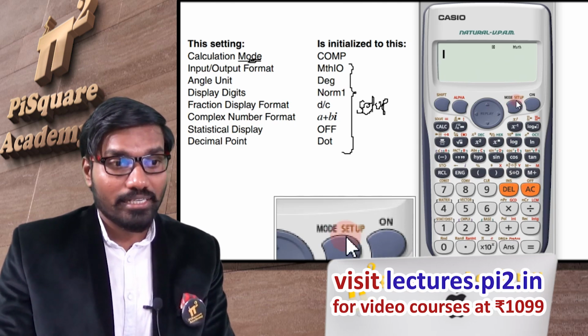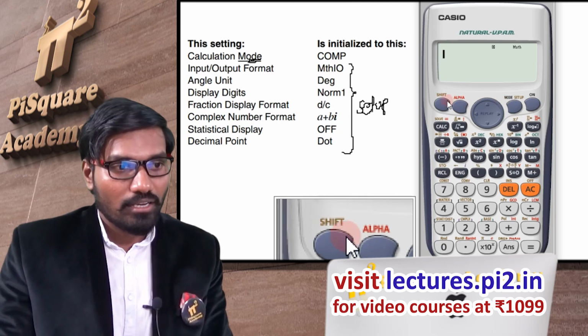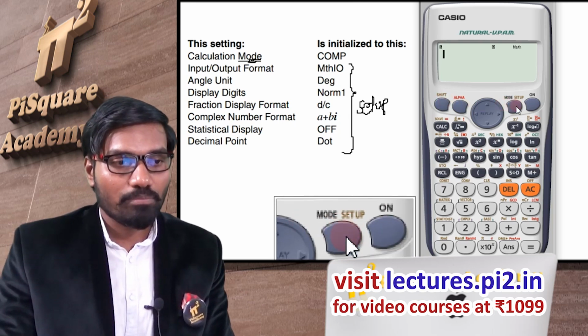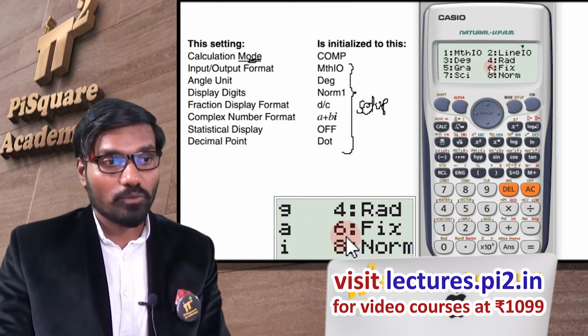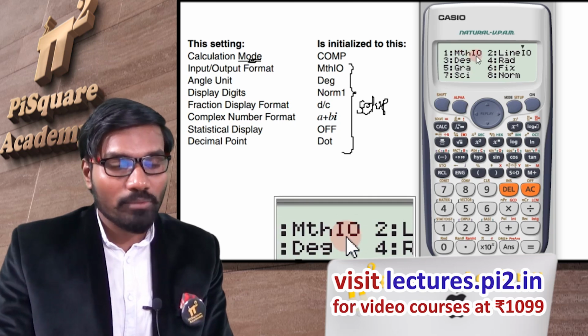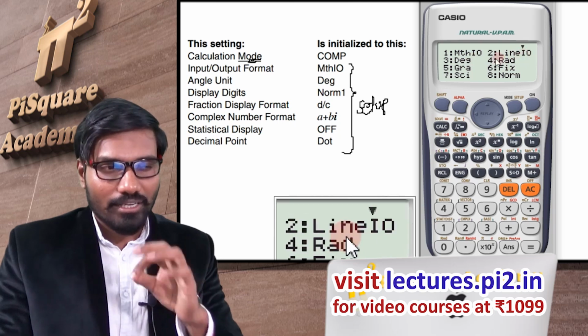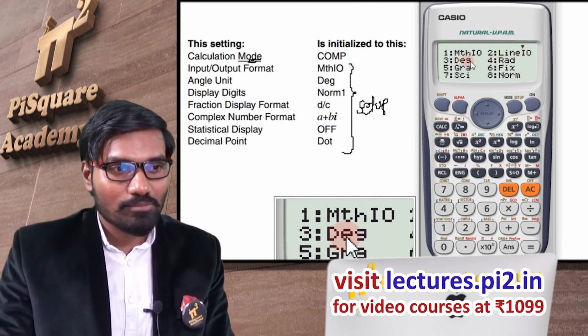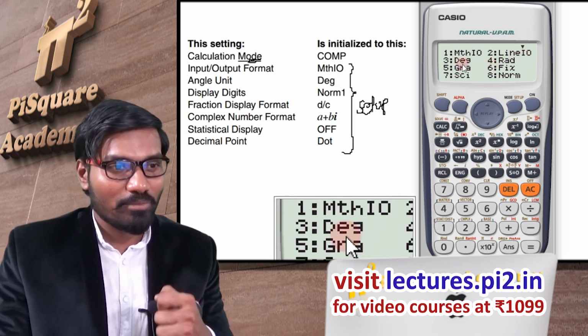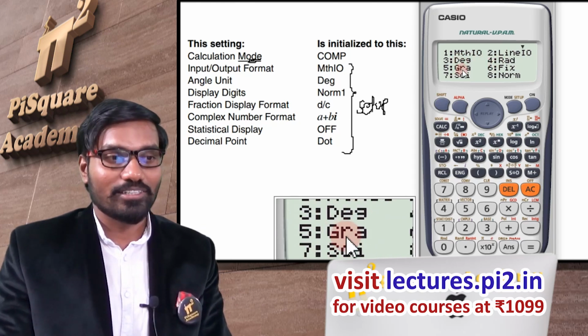Here setup is also there, right? If I want to get into that setup mode, shift, then if I press this, it will go to setup mode. Math IO means input output, line input output. I'll explain what are these things. Now let's come to our convenient things right at the beginning: degrees, radians, and gradient.